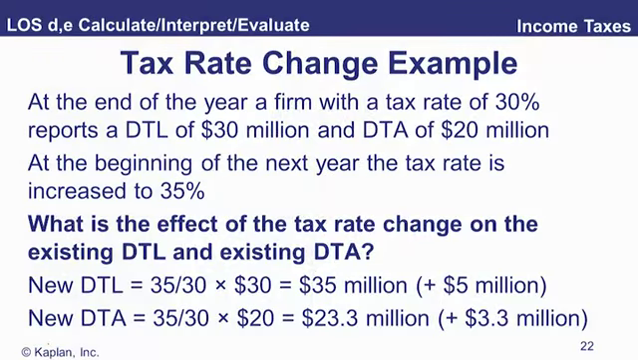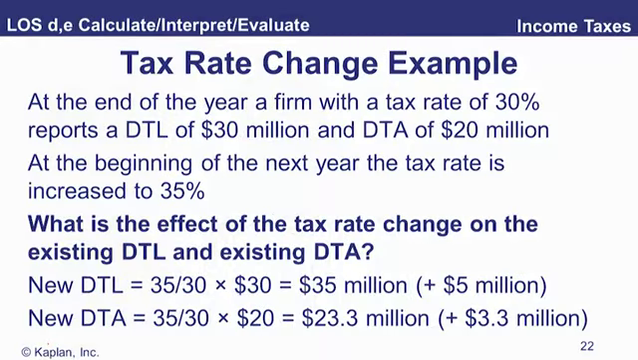So at the end of the year, a firm with a tax rate of 30% reports a deferred tax liability of 30 million and a deferred tax asset of 20 million. At the beginning of next year, the tax rate is increased to 35%. Okay, the important thing to note, therefore, is we've created our deferred tax asset and liability at a rate of 30%, but the tax rate has now increased. In other words, our deferred tax asset and liability are currently too low and we're going to need to increase them. When we increase the deferred tax liability, that's going to increase the tax expense. When we increase the deferred tax asset, that's going to decrease the tax expense.